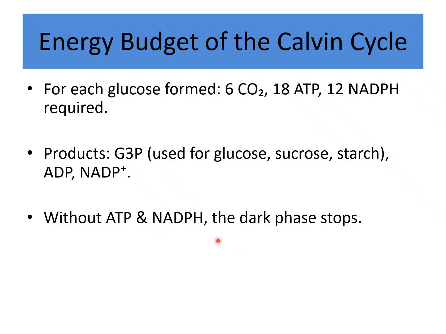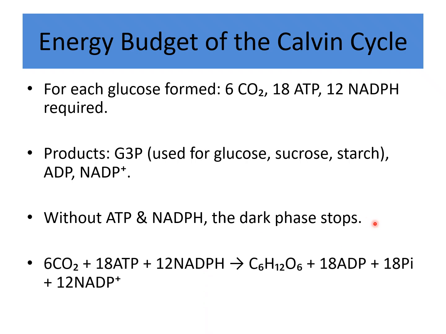Without ATP and NADPH of the light reactions, the dark phase reactions would stop completely. The overall reaction of the Calvin cycle is 6 CO2 plus 18 ATP plus 12 NADPH will be converted to a glucose molecule plus 18 ADP, 18 inorganic phosphate and 12 NADP.